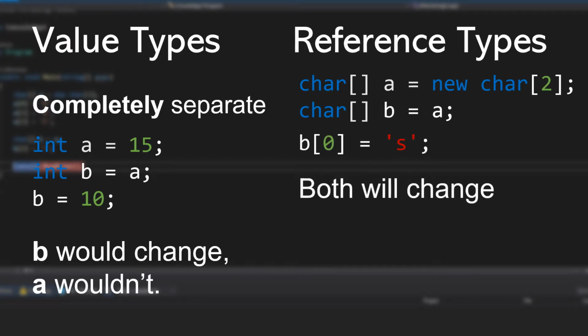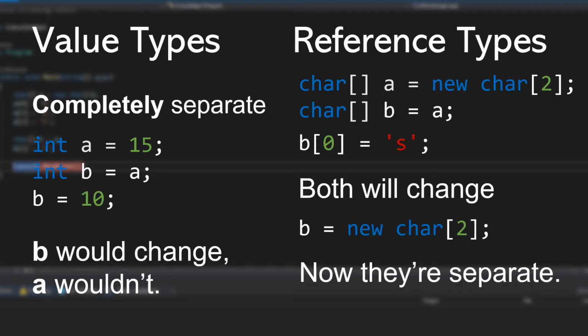We're changing something inside that array that they're both referring to. However, if we go in and actually set one of the variables, now, instead of changing this array, we're changing what the variable itself refers to. So now, they refer to different things, and they're both separate.